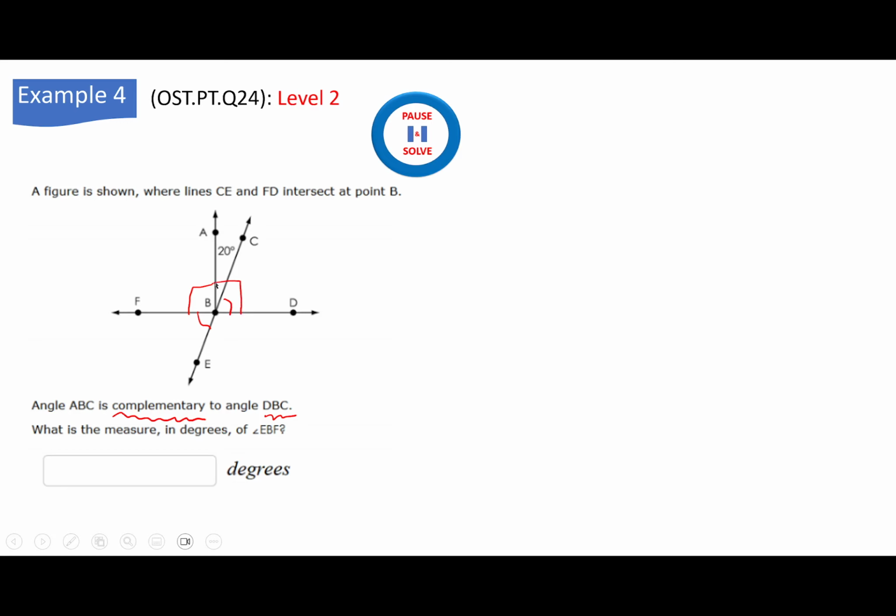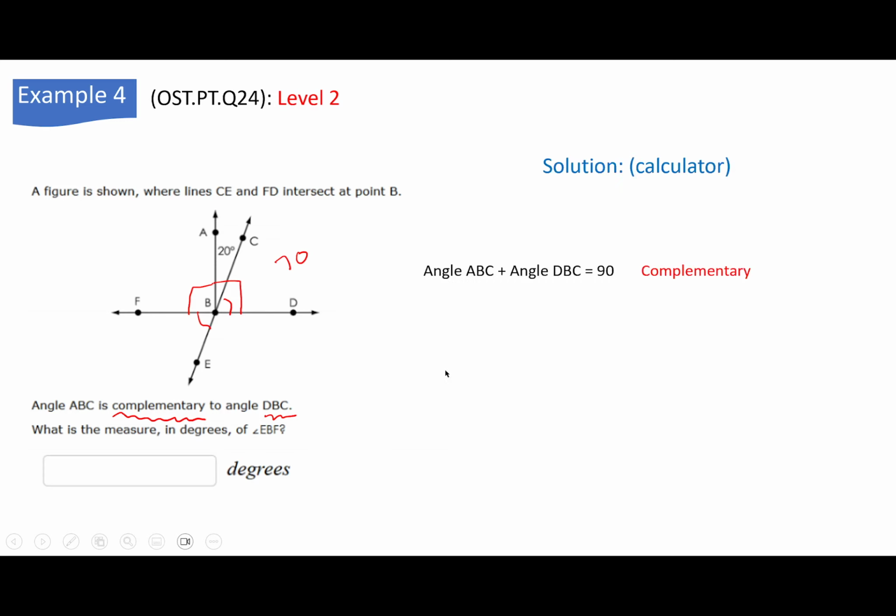So if this angle is a right angle, that's 90 degrees. In your head now, you say, okay, this is 20, therefore this will be 70. This will be 70 here. And they're asking you to find EBF. EBF, that's 70, the same as this vertical. So it's written this way now.